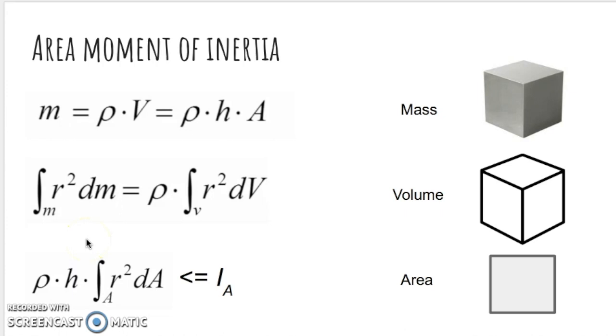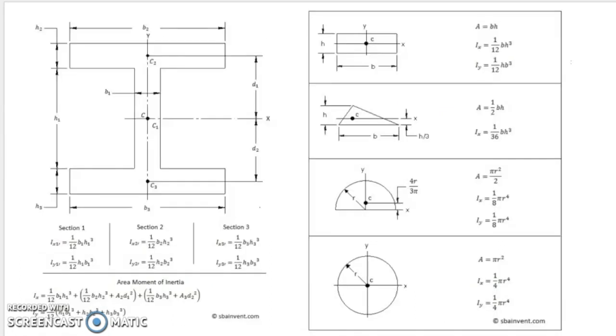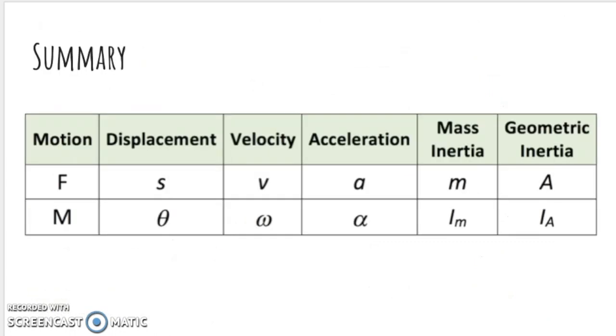So area moment of inertia is the resistance to change in an object's state with respect to its geometry. Therefore, we usually see it in formulas such as deflection and bending stresses, where forces are trying to change the geometry of the object. So here are some examples of equations to calculate the area moment of inertia of different geometries.